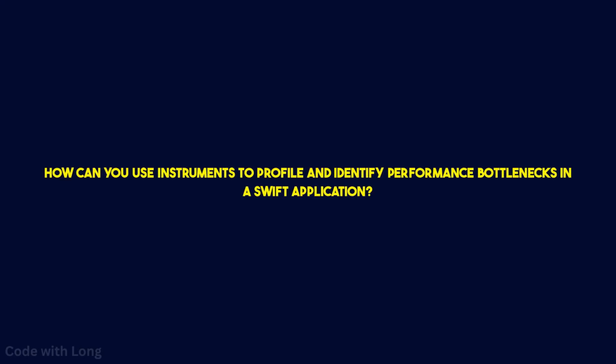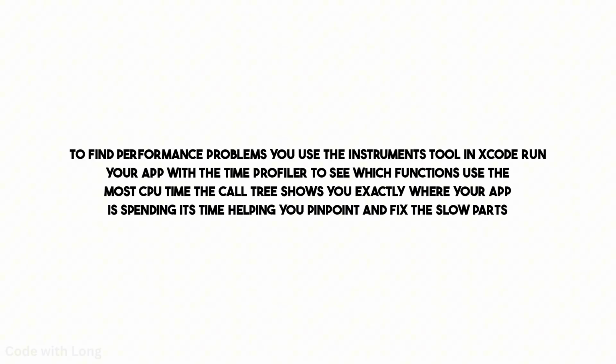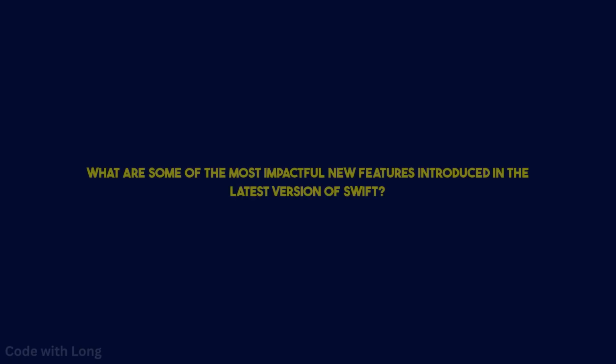How can you use Instruments to profile and identify performance bottlenecks in a Swift application? To find performance problems, you use the Instruments tool in Xcode. Run your app with the Time Profiler to see which functions use the most CPU time. The call tree shows you exactly where your app is spending its time, helping you pinpoint and fix the slow parts.